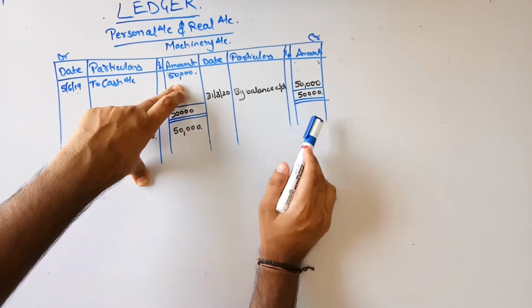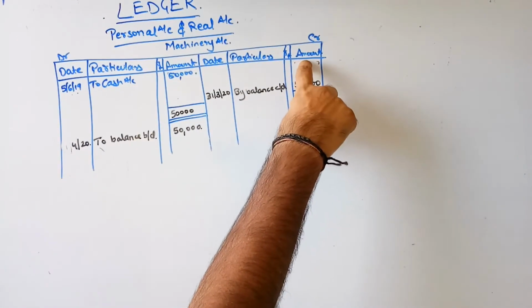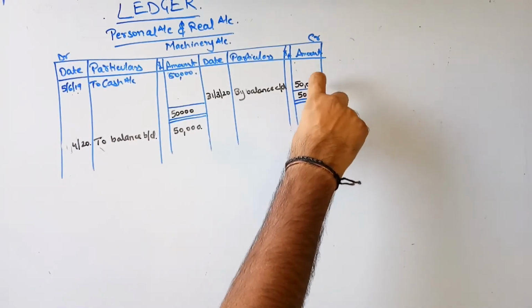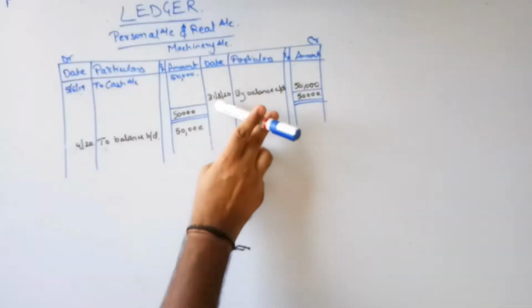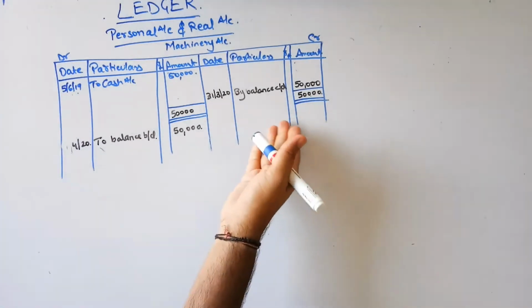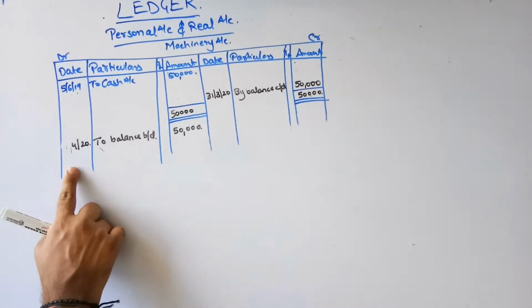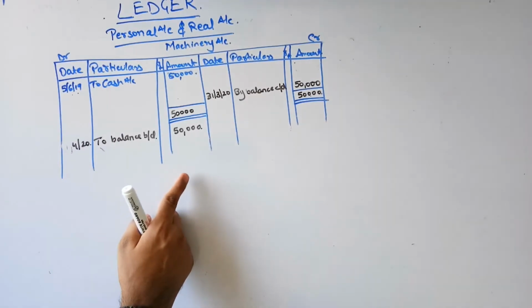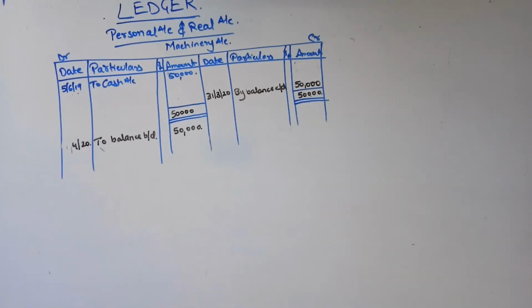After writing this 50,000, what will you do? Over here, what is the value available? 0. So 50,000 minus 0 will give you 50,000. So here again you will write 50,000 as By Balance Carried Down on the last day, which is 31st of March 20. The very next day after 31st of March 20 comes 1st April 2020, on which, over here on the debit side, you will write To Balance Brought Down 50,000 rupees. Okay guys, over here on the debit side we will write To Balance Brought Down. So that is how we will be preparing any personal or real account.